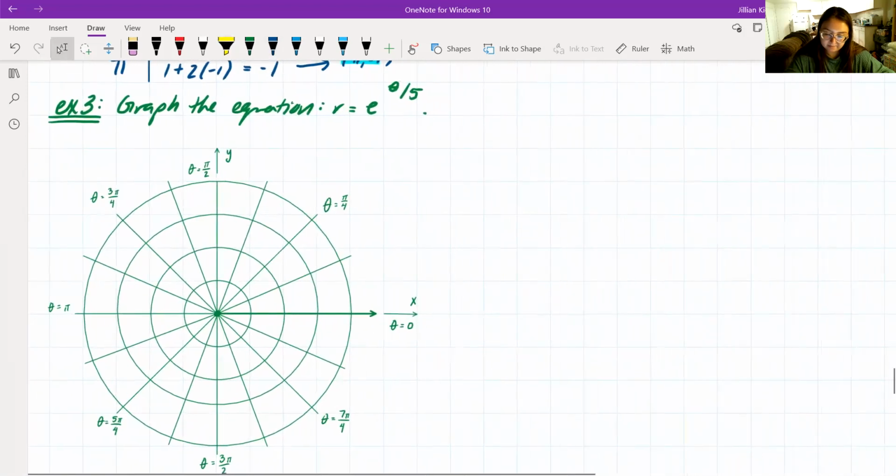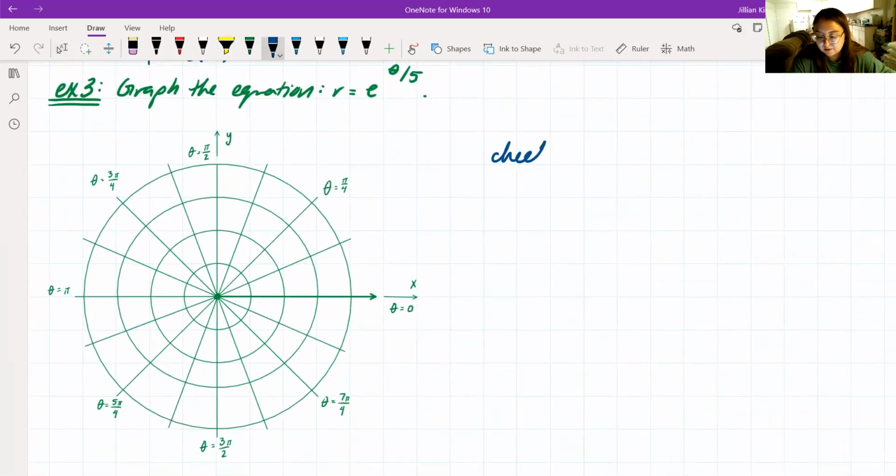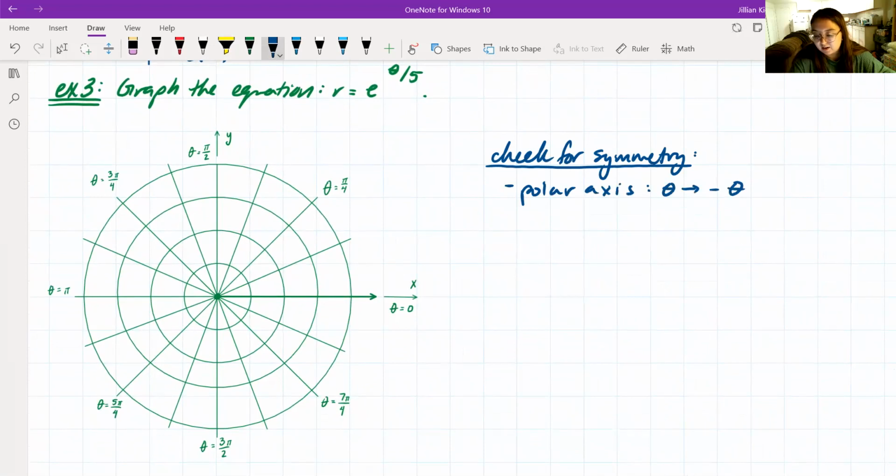So, as always, we are going to check for symmetry. First things first, we're testing for our polar axis. Remember, we're replacing theta with negative theta. If we do this, we end up with just e to the power of negative theta over 5, which you could go ahead and rewrite as 1 over e to the power of theta over 5, but either way, it is different. It does not give us the same value, so this fails.